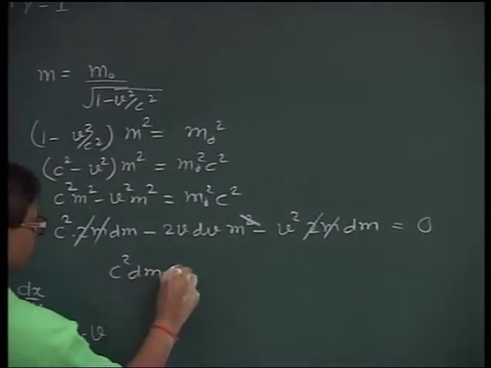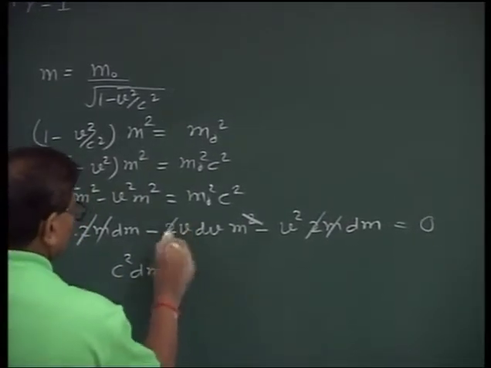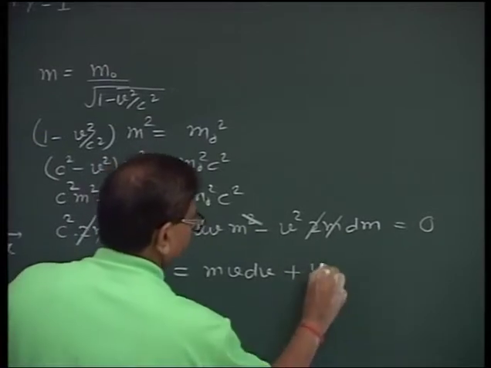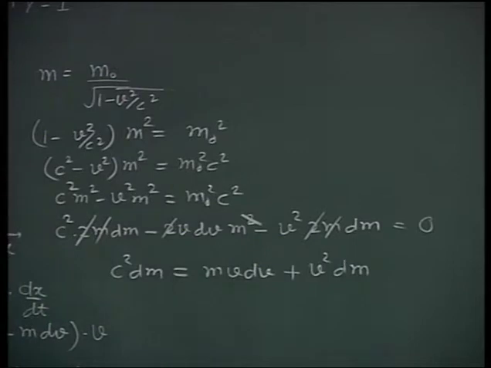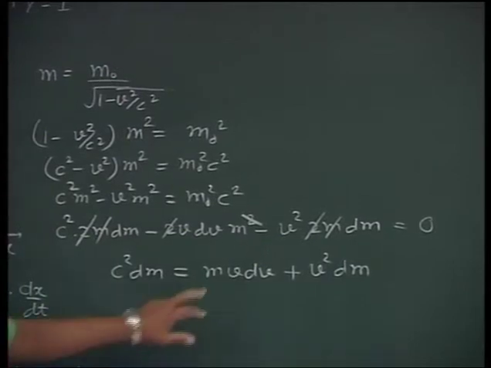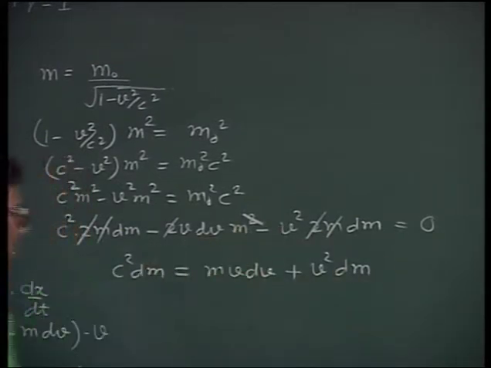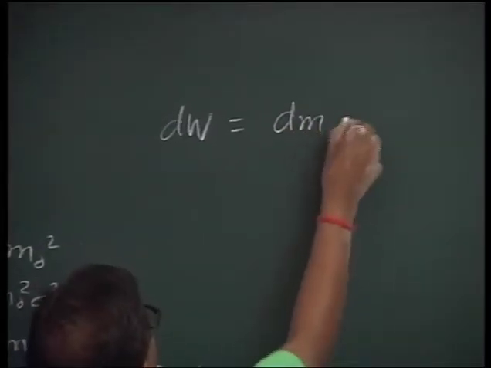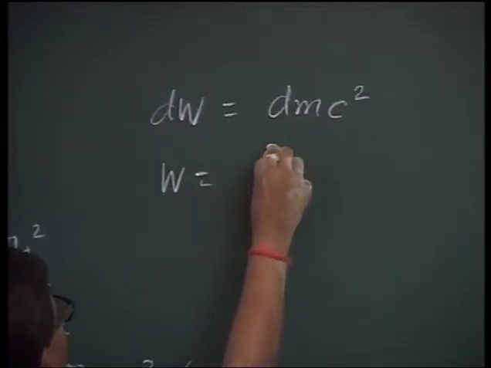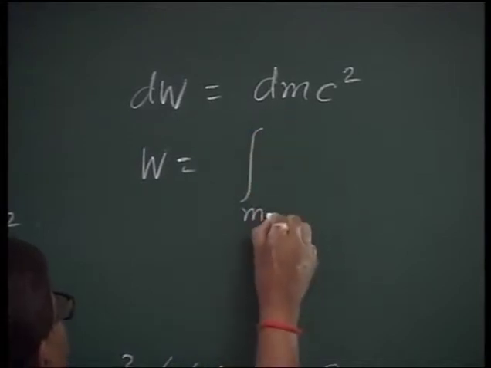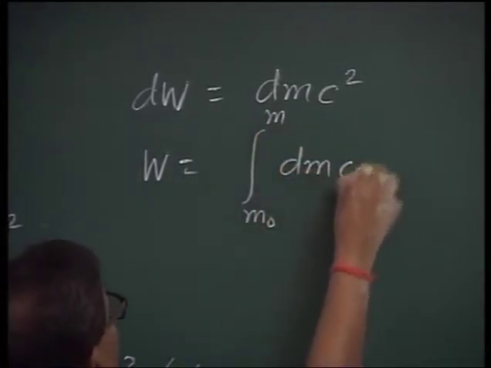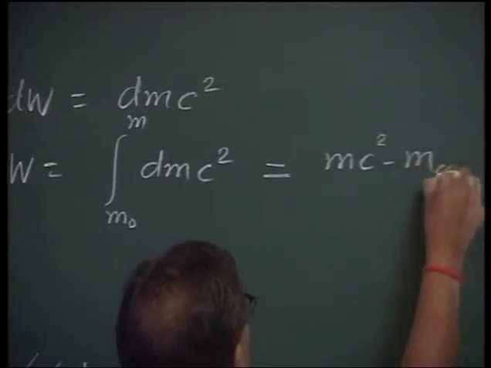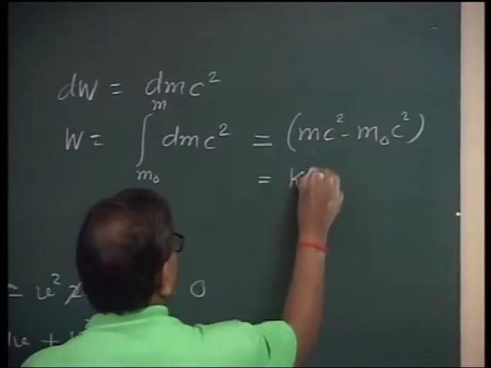c square dm is equal to mv dv plus v square dm. This is the same relation, dm v square plus m v dv, m v dv plus v square dm, and therefore dW comes out to be dm into c square. So work done when its speed, mass increases from m0 to m, dm into c square, is equal to mc square minus m0 c square, and this is the kinetic energy.